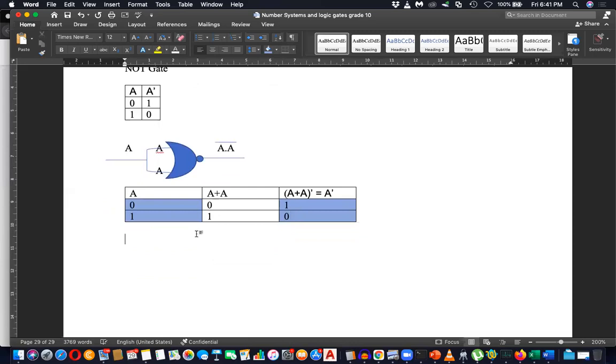Okay, so what if I'm using an AND gate? Can you draw this? Can you draw this if I'm using an AND gate like this?